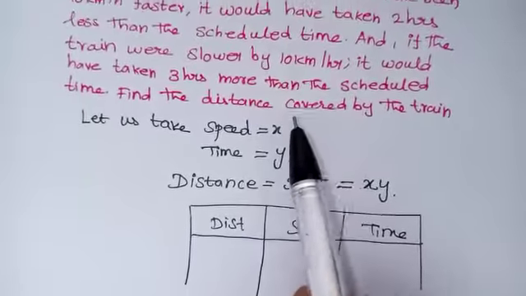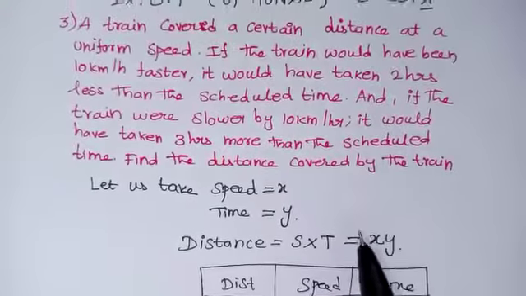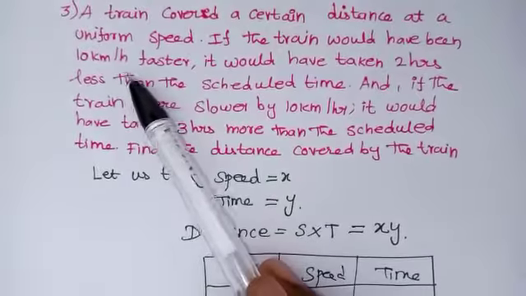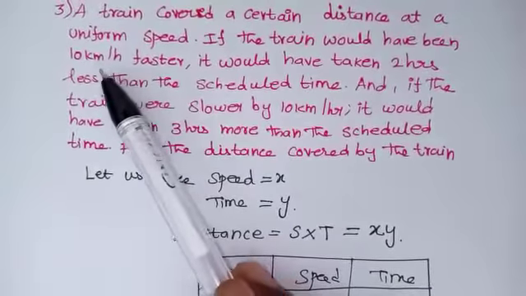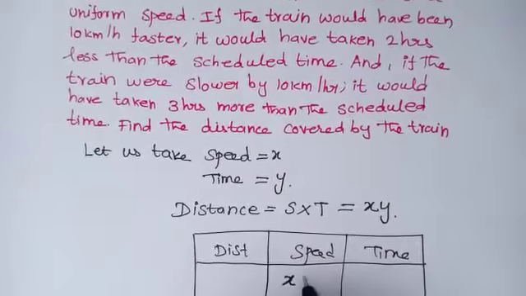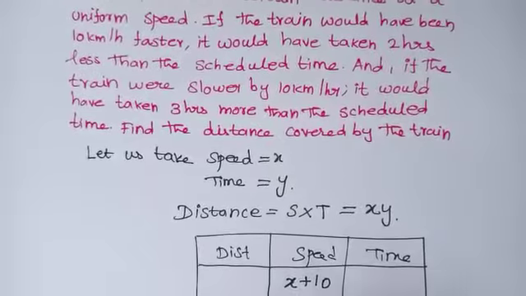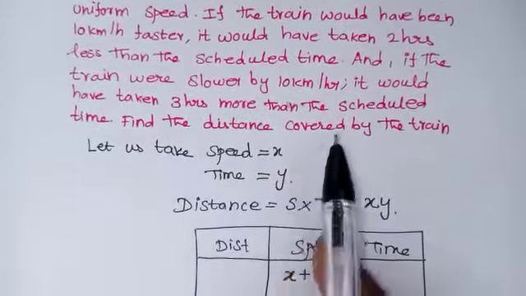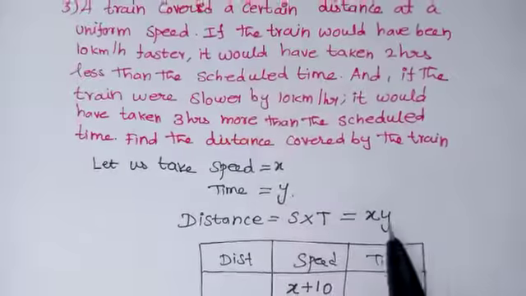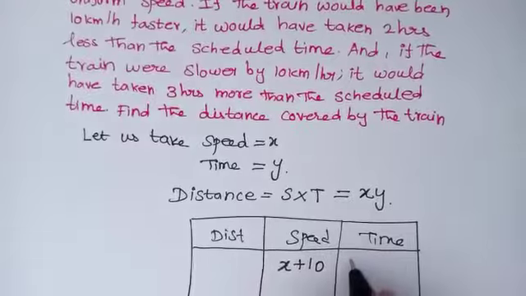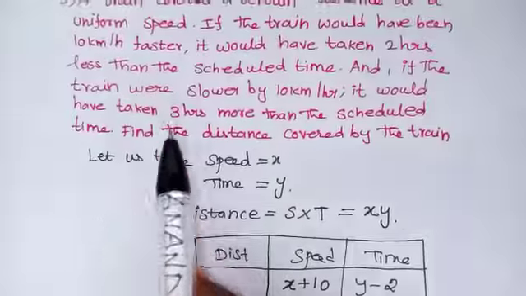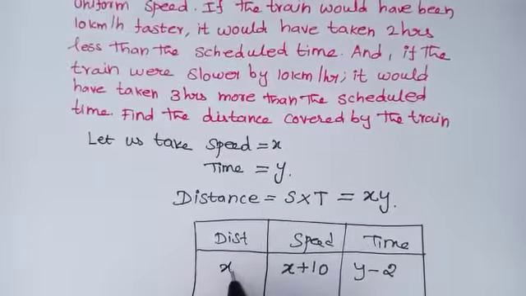So let us go to the question first. The certain distance, the distance is xy only. Our question: if the train would have been 10 km per hour faster, the speed is increased by 10 km per hour. So here we should write x is the usual speed, now it is 10 km faster, that is x plus 10. If this has happened, it would have taken 2 hours less than the scheduled time. That means the normal time is y, so y minus 2 it will be, that is 2 hours less for the journey as mentioned in the question. So that is the first condition. Distance will be the same, xy only.